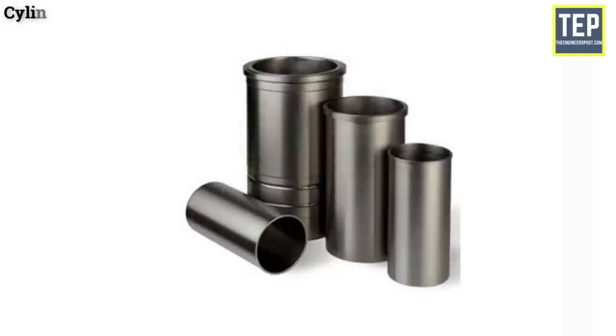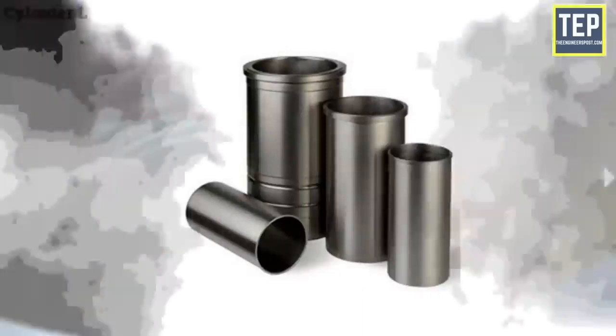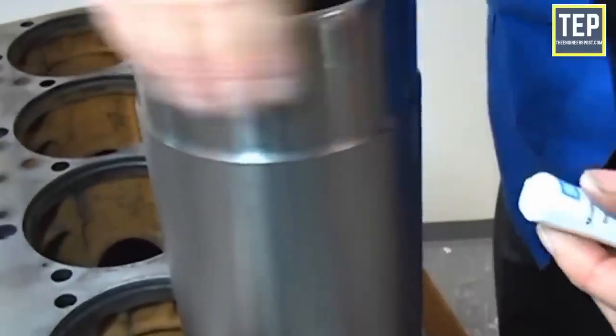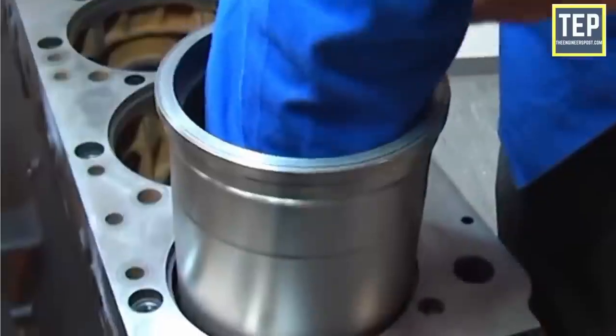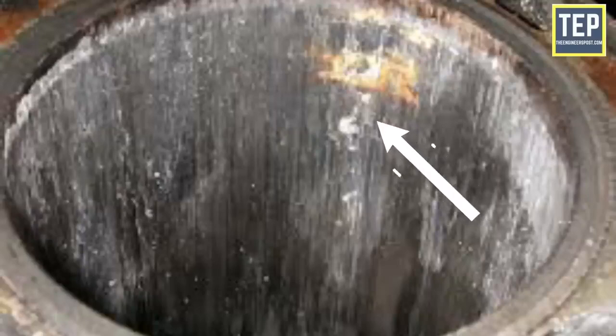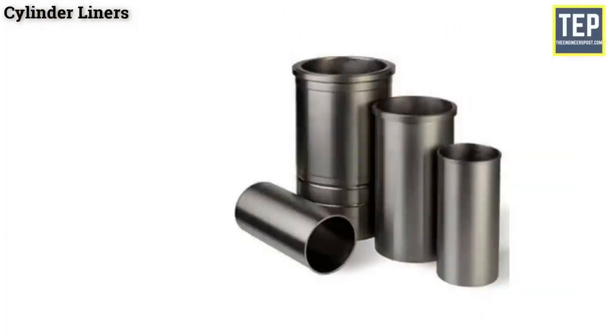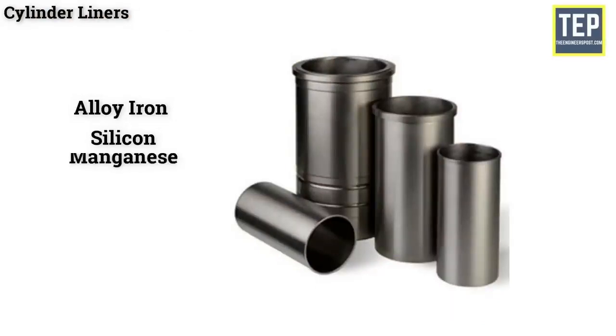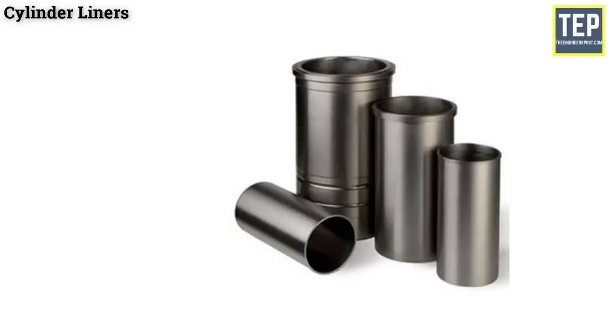Cylinder liners. The cylindrical shape liners are used to avoid cylinder wear. It is one of the most important functional parts that make up the interior of an engine. Cylinder liners can be replaced after they are worn out. These are made of special alloy iron, containing silicon, manganese, nickel, and chromium. Usually these are cast centrifugally.